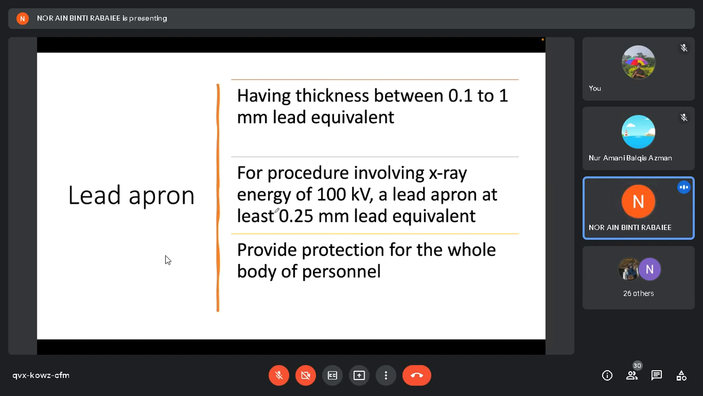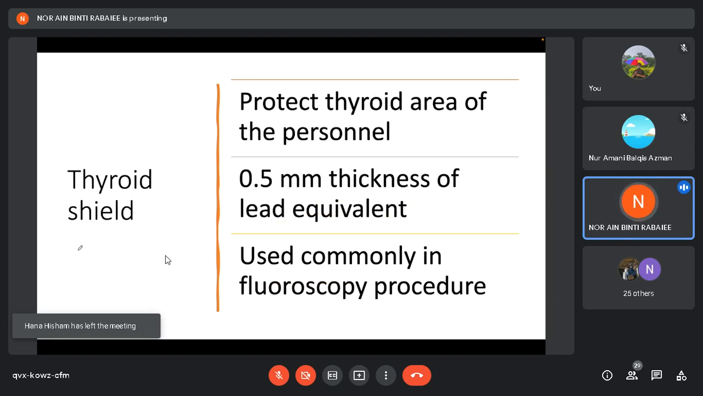Okay. The lead apron has a thickness of at least between 0.1 to 1 mm lead equivalence. For procedures involving X-ray energy of 100 kV, a lead apron of at least 0.25 mm lead equivalent is required. The lead apron provides protection for the whole body of the personnel. This is an example of personal protective equipment that you can see, very familiar when you enter the Department of Radiology.